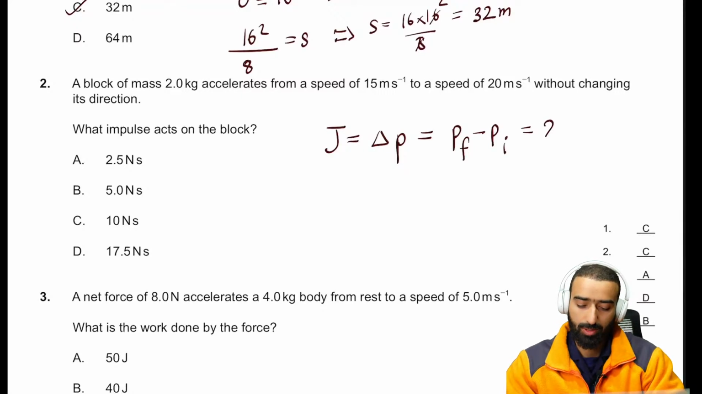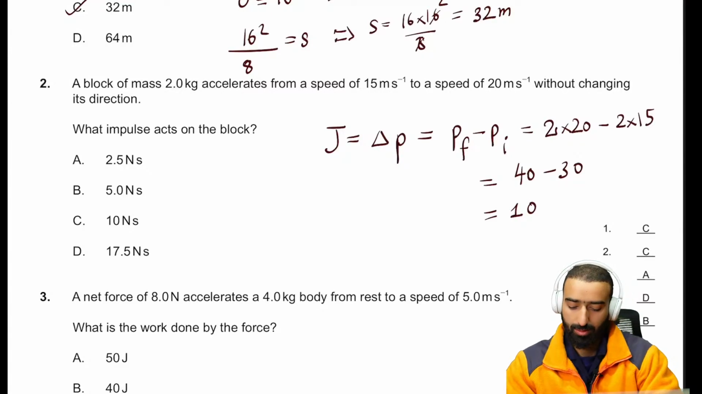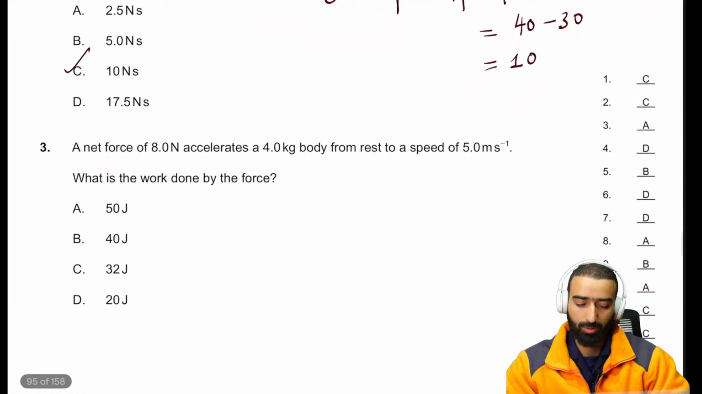Final momentum is mass times its velocity, which is 2 times 20. Initial is 2 times 15. This gives us 40 minus 30. That's 10. 10 Newton seconds. Let's move to the third problem.